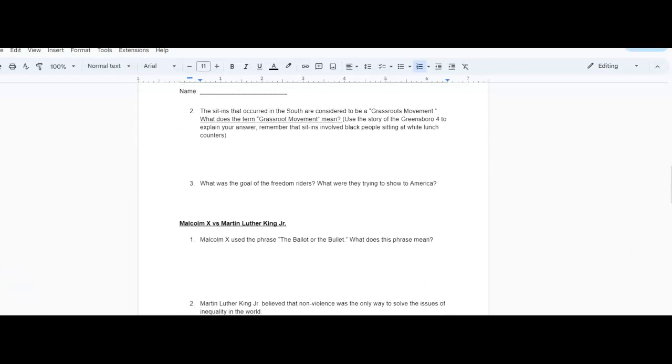All right, question number 2 says, the sit-ins that occurred in the South are considered to be a grassroots movement. What does the term grassroots movement mean? Use the story of the Greensboro Four to explain your answer, and remember that sit-ins involve Black people sitting at white lunch counters.